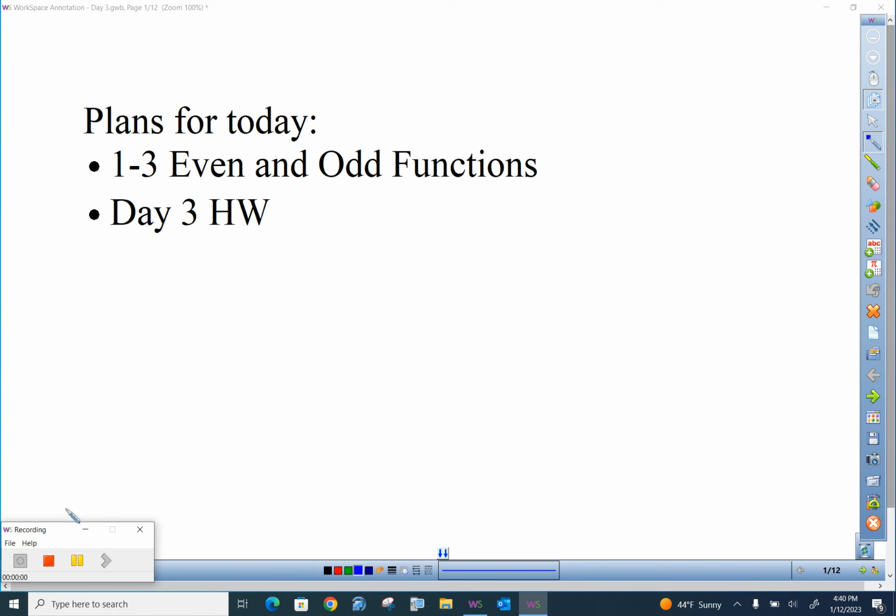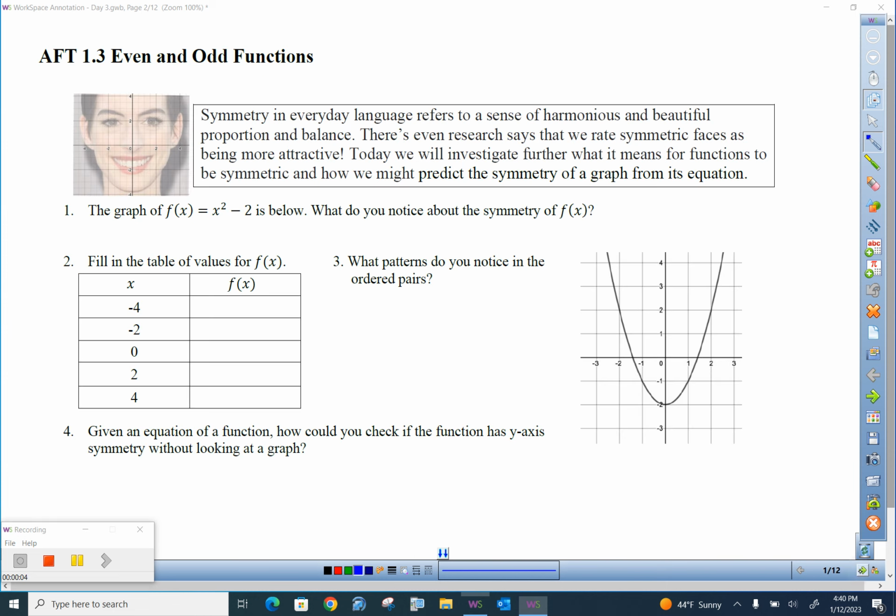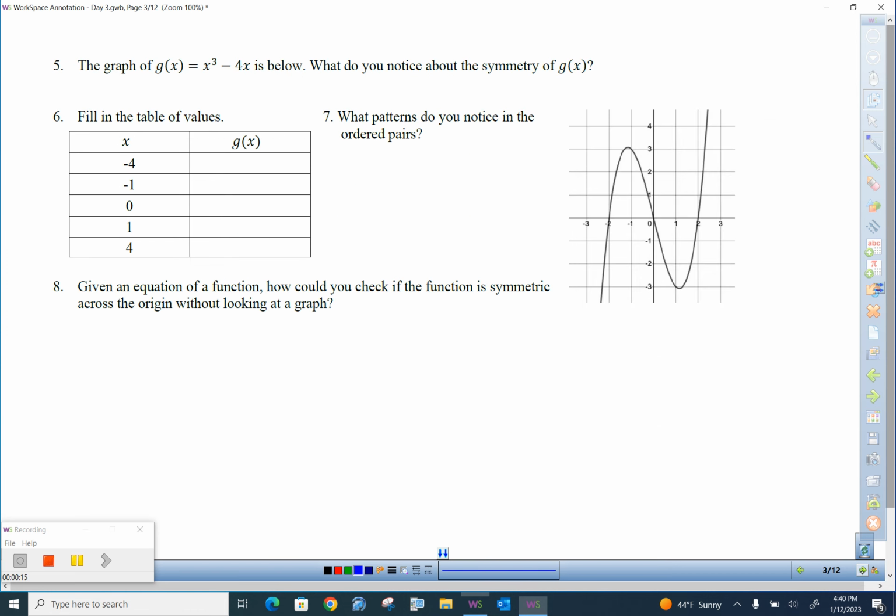All right, y'all, today we're going to talk about even and odd functions. In class, what I had folks do was group up in pairs or 3 or 4 and work through problems 1 all the way through 8. Most of the ideas on questions 1 through 8 just deal with some algebra concepts using a table and a graph and talking about patterns.